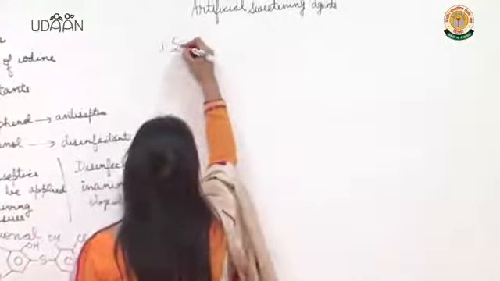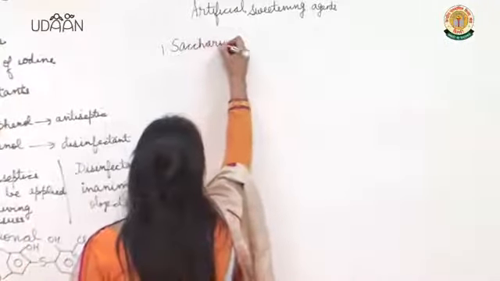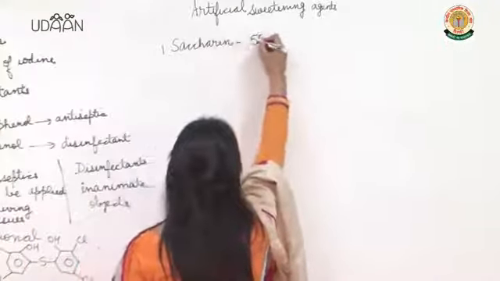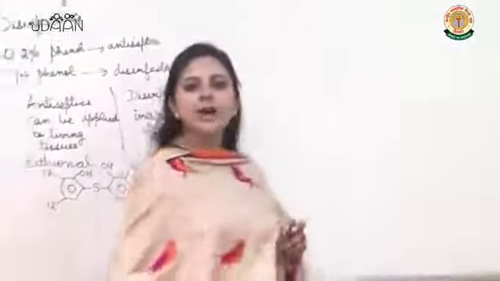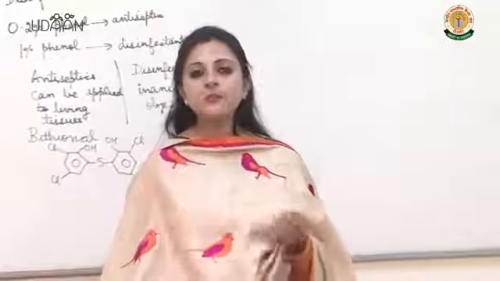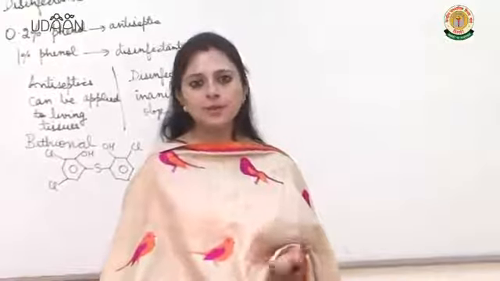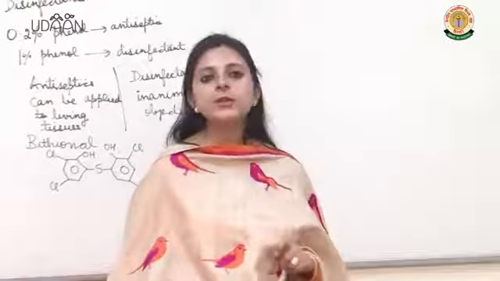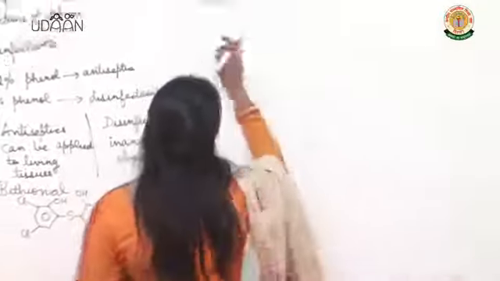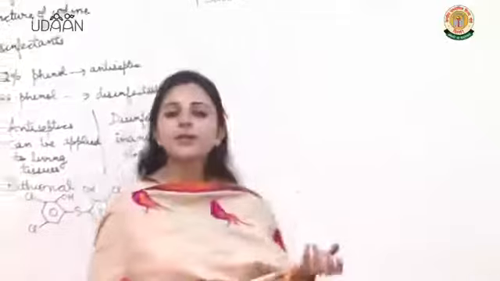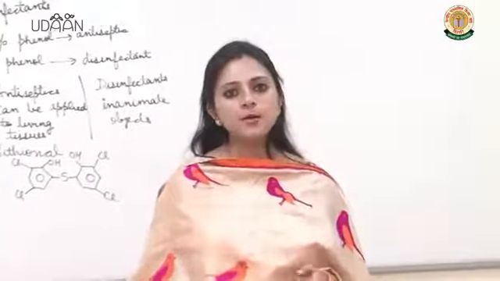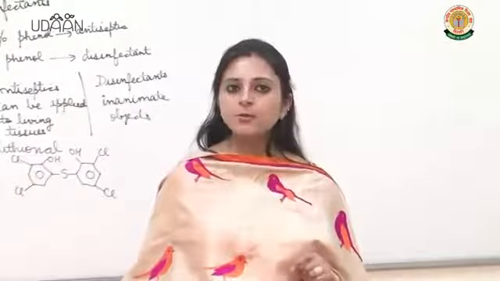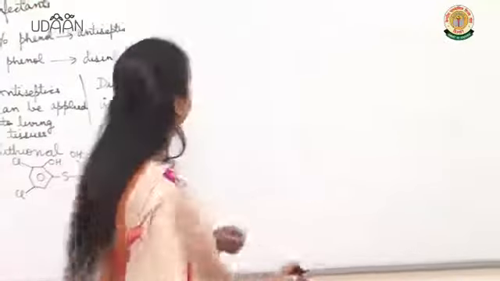So first example, let us see saccharin. Now saccharin is 550 times sweeter than sucrose. It is used by diabetic patients because it does not impart any calories to the food, but it adds sweetness to the food. Now saccharin, it gets excreted through the urine. It does not get metabolized in the body. That is why it is used by diabetic patients.